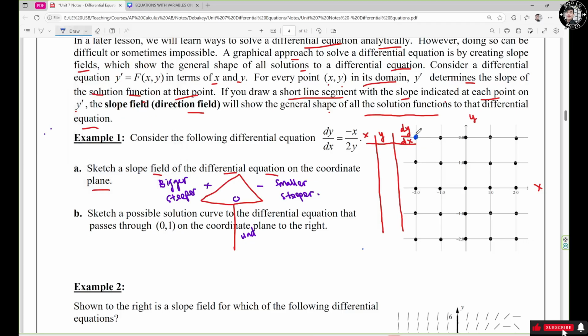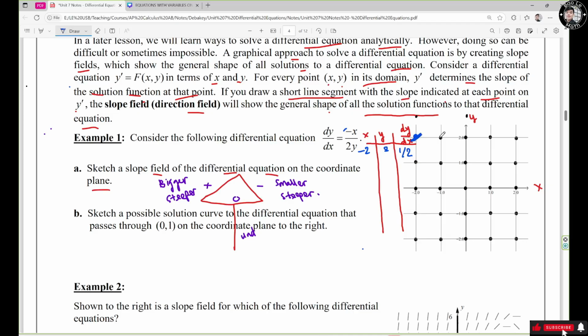Now we're going to start from this point, x equals negative 2, y equals 2. Then we substitute over here. Alright, so dy over dx equals 1/2. Right? So does that mean rise equals 1, run equals 2, right? So you go up by 1, go to the right by 2, right? So you're going to connect this guy and this guy. So the tangent line should be something like this.